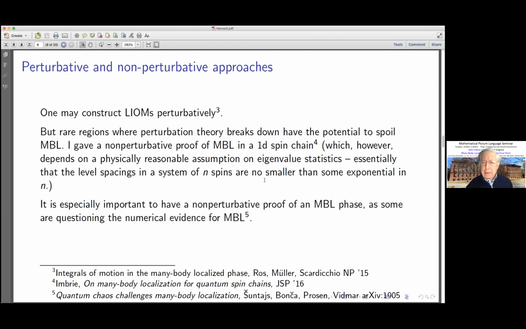John, is the numerical evidence all in one dimension? Well, it's an entirely separate question as to what happens in higher dimensions. So as far as this slide is concerned, I'm talking about one dimension. There is some work in higher dimensions, but you can't get to very big systems in higher dimensions.